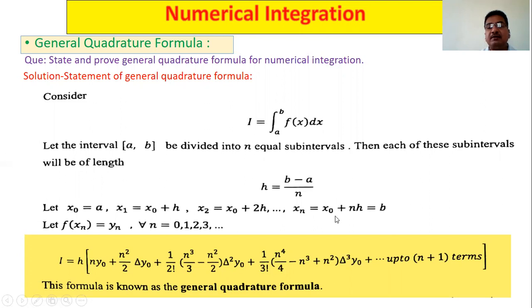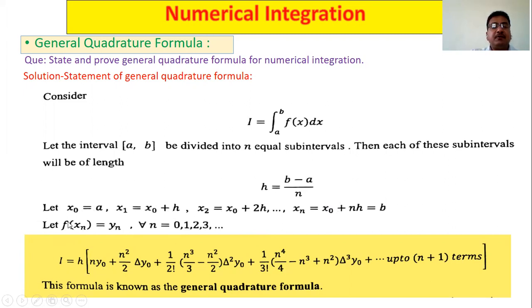So these are n plus 1 in number, because the intervals are n, but the end points are n plus 1. This is the first point, this is second, this is third, that is x2 is third, and xn is the n plus 1th point. Therefore these are the end points of those sub intervals. So h is the length of each sub interval, and we have these points x0, x1, x2, up to xn: a, a plus h, a plus 2h, up to a plus nh. These points are equidistant.